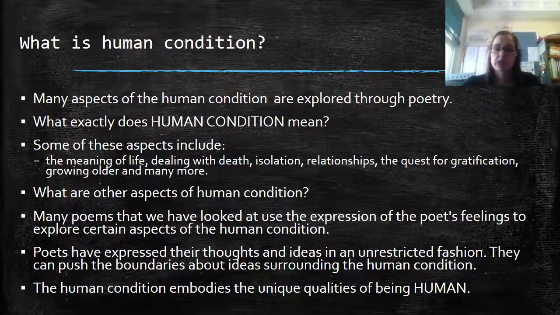The entire feature article is based on the notion of human condition. So you need to understand that human condition is anything that has to do with the unique qualities of being human. So that could be the meaning of life, dealing with death, isolation, relationships, the quest for gratification, growing older, and many, many more. So each poet expresses their thoughts and ideas in an unrestricted fashion. They can push the boundaries about ideas surrounding the human condition.